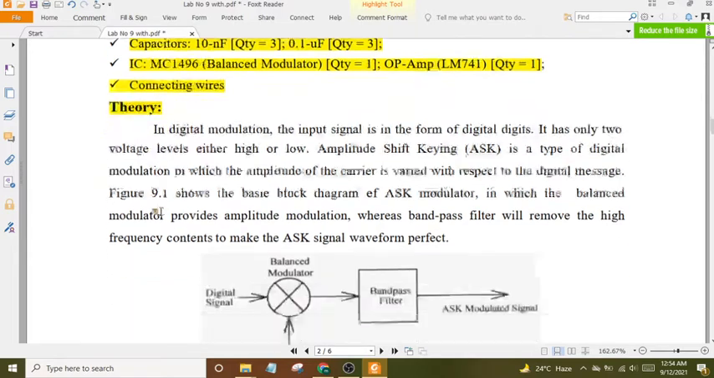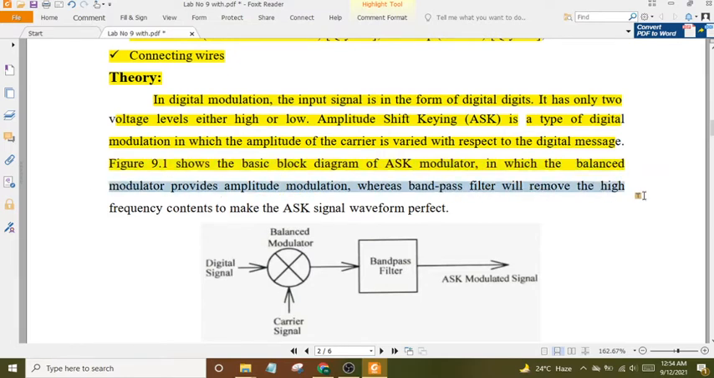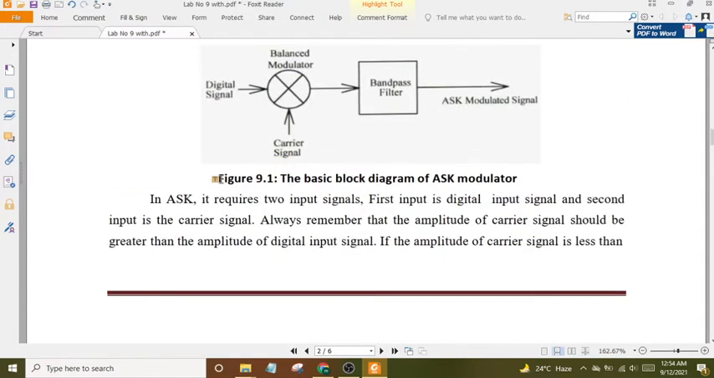Theory. In digital modulation, the input signal is in the form of digital digits. It is in voltage levels, either high or low. Amplitude shift keying, BASK, is a type of digital modulation in which the amplitude of the carrier is varied with respect to the digital message. Figure 9.1 shows the basic block diagram of a BASK modulator, in which the balanced modulator provides amplitude modulation, whereas the band pass filter will remove the high frequency contents to make the signal waveform perfect. Figure 9.1: The basic block diagram of a BASK modulator.